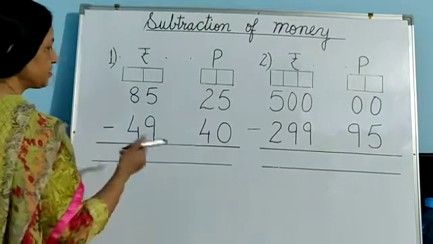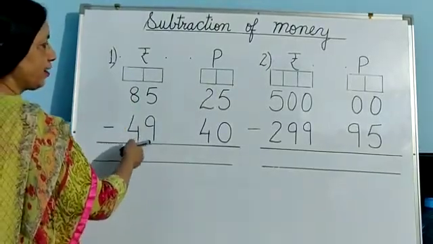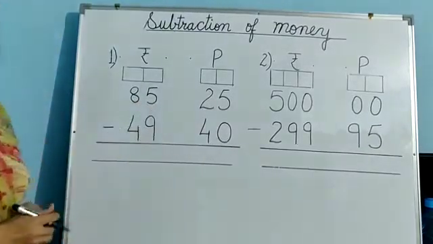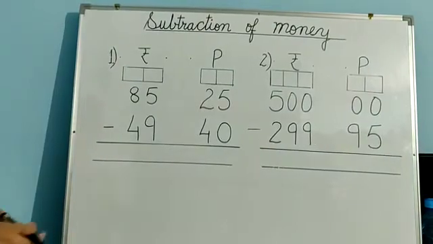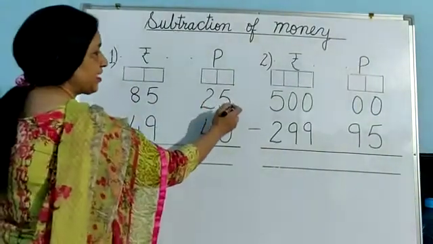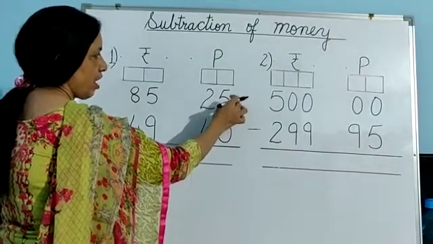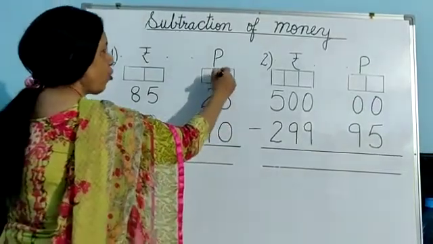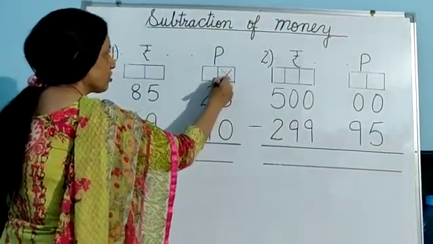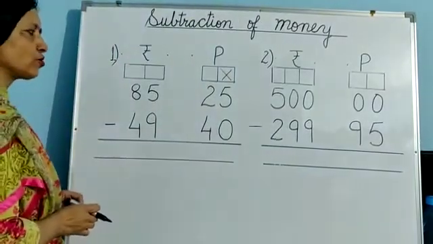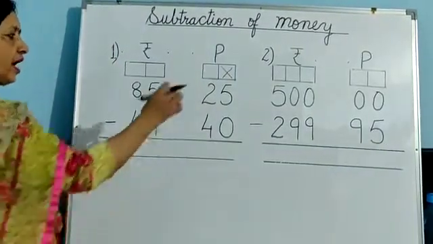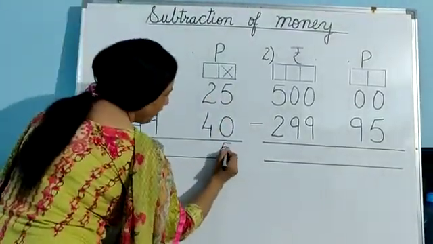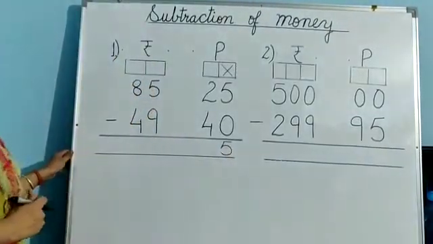Now first sum is subtract rupees 49.40 from rupees 85.25. Now see beta, this 5 is greater. Upper digit is 5, lower digit is 0. This 5 is greater. So there is no need to borrow, put a cross in the box. And 5 minus 0, 5.